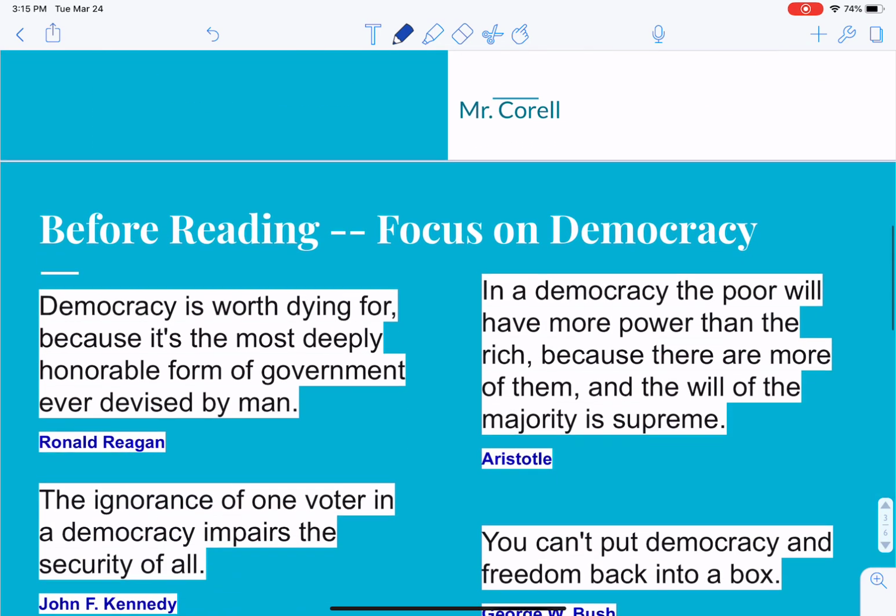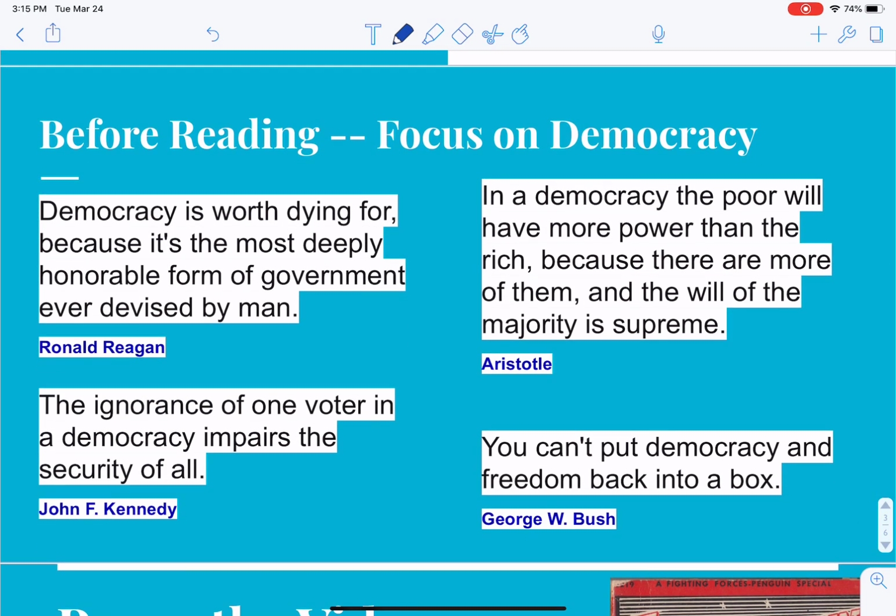Finally, before you start reading the text, what I'd like to remind you of is one of the reasons that we're reading this book. And this book is all about democracy. Specifically, why is democracy a durable and more powerful form of government, ultimately, than other forms of government? And so these quotes from some former presidents as well as a Greek philosopher highlight the ideas of democracy that we'll see in Chapter 1.